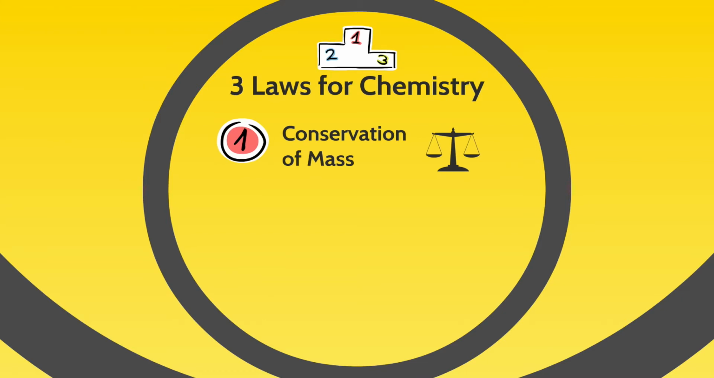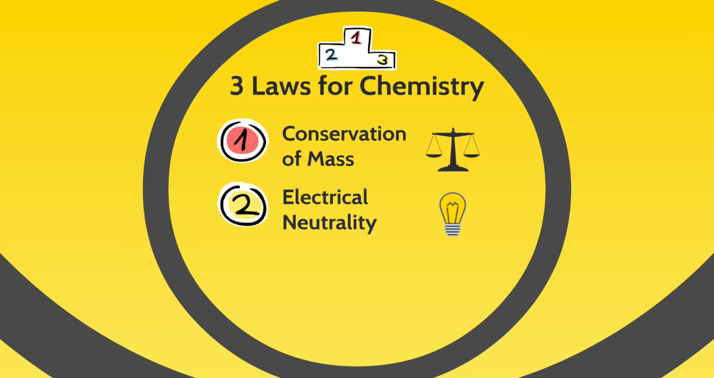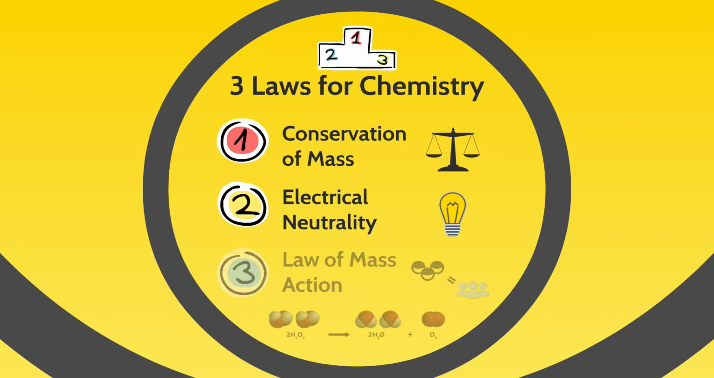First, there's the law of conservation of mass, which states that the total mass of the reactants must equal the total mass of the products after the reaction. In short, mass doesn't magically increase or decrease in the reaction, it remains the same. Second, there's the law of electrical neutrality, which states that the sum of the positive charges must equal the sum of the negative charges in a neutral solution, like that in water. Third, there's the law of mass action, which governs the ratio between the reactants and products, thereby helping us predict the outcome of the reaction.